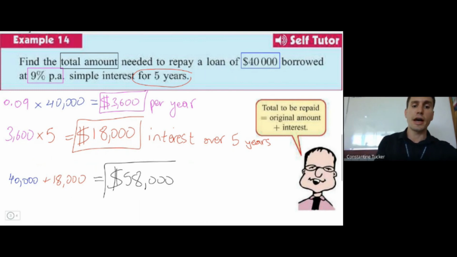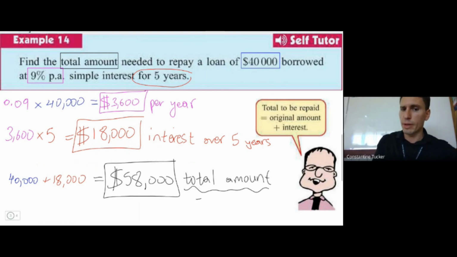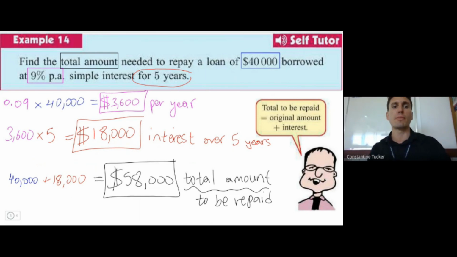So we will pay back $58,000. That is the total amount to be repaid. To be repaid, right? To be paid back. And that is the very final answer. And with this in mind, we will be moving on to some independent practice. But before we do that, I'll give everyone some time to ask questions.